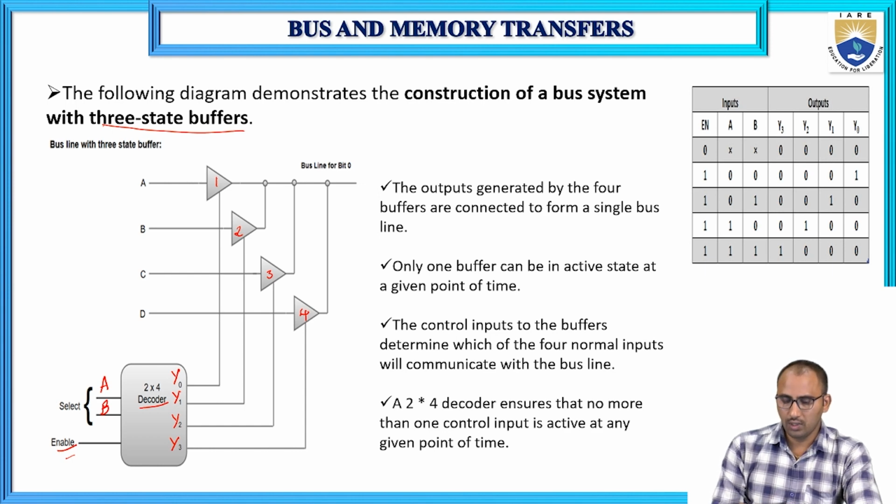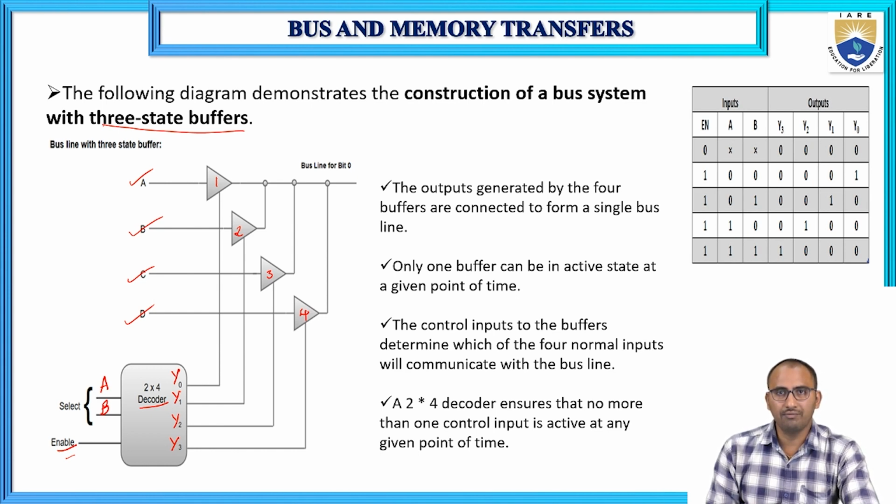Here, 4 registers are connected: register A, register B, register C, register D. Based on the state of the tri-state buffer, any one of the input registers will be selected to transfer the data. Here you can see the truth table.